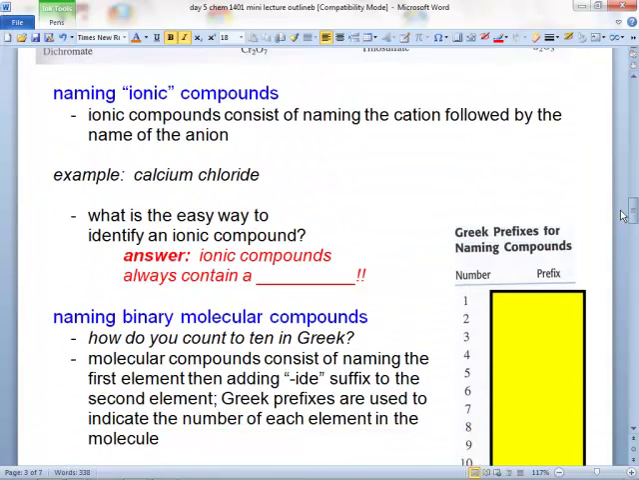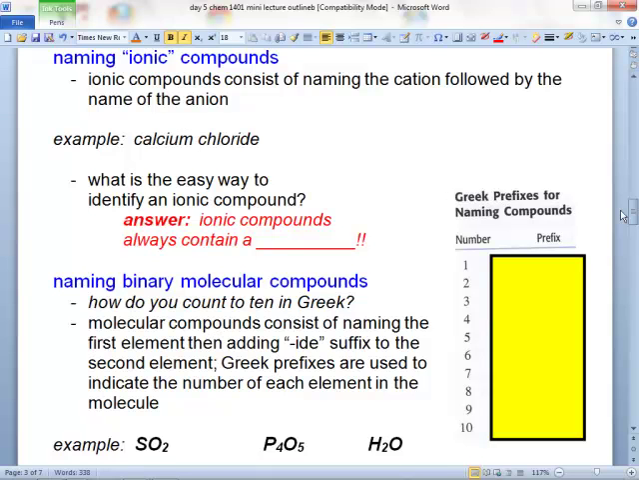Naming ionic compounds. Oh, here it is. So when we start naming these ionic compounds, you always list the positive cation first, and then you put the anion. For example, calcium chloride. So here's an ionic compound, calcium chloride. Whatever's listed first is always the cation. It's always positive. Whatever's listed last is always the anion. What would be the formula?